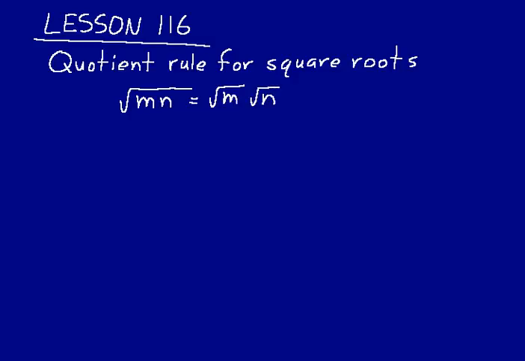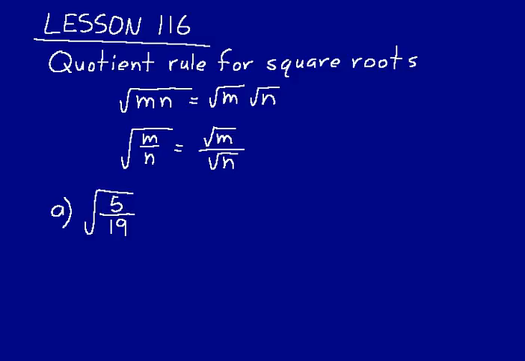Now the quotient rule is real similar to that. Say you had this relationship, square root of m over n. Well, you can change that into the square root of m over the square root of n. So a real similar idea here. Let's just do a practice problem.